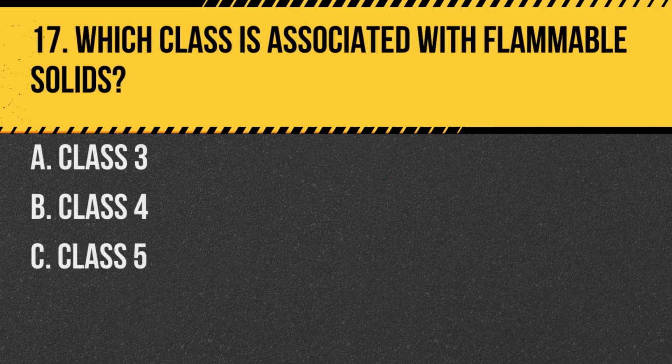Question 17. Which class is associated with flammable solids? A. Class 3. B. Class 4. C. Class 5. Answer. B. Class 4. Class 4 is designated for flammable solids.